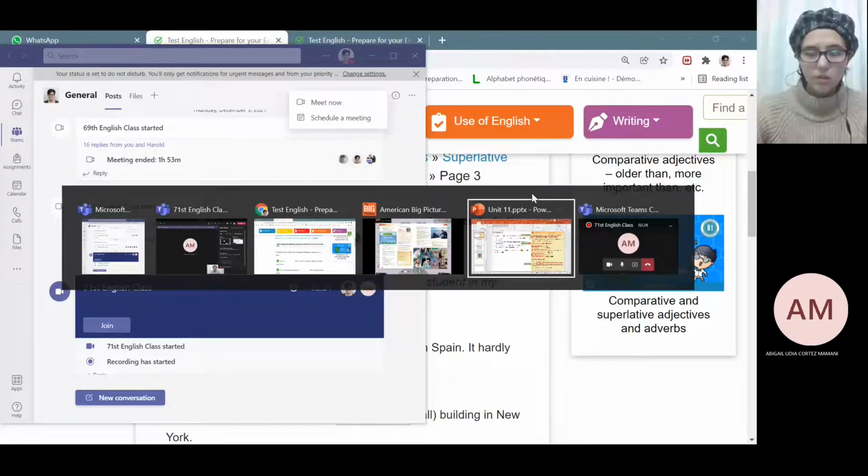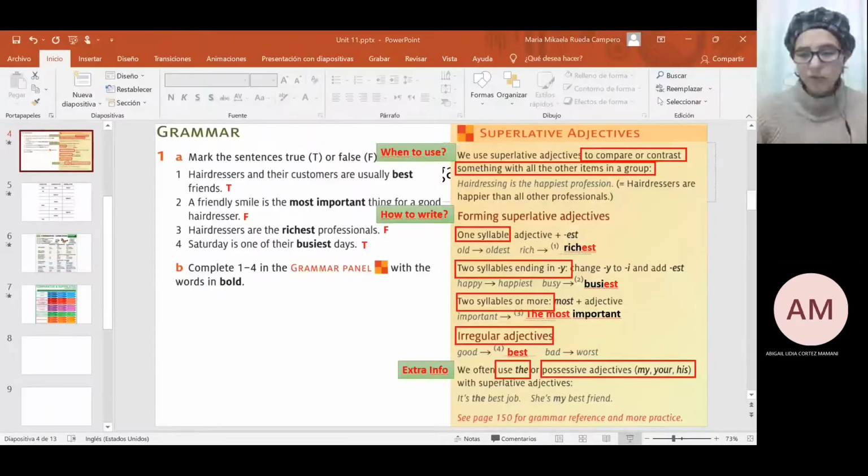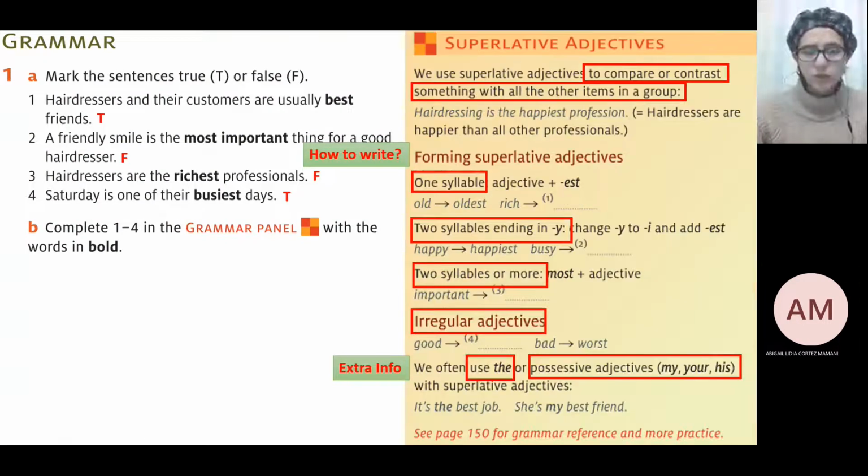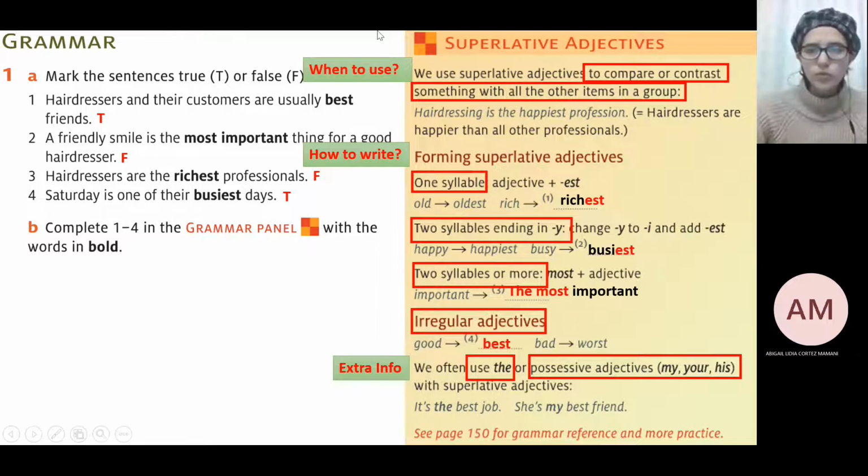Yes. First of all, we're going to remember a little bit. I'm going to share my screen and we're going to look for the PowerPoint. So Abigail, yesterday we saw this part of the grammar, right? The superlative adjectives. Can you read, please? When to use the superlative adjectives?